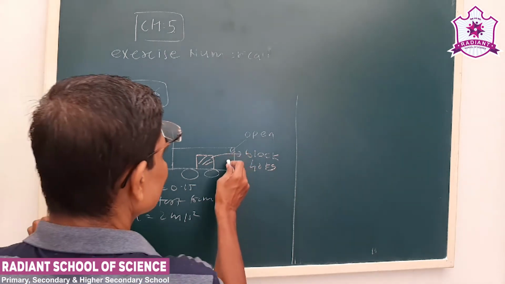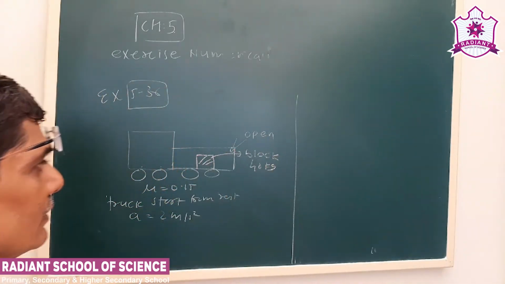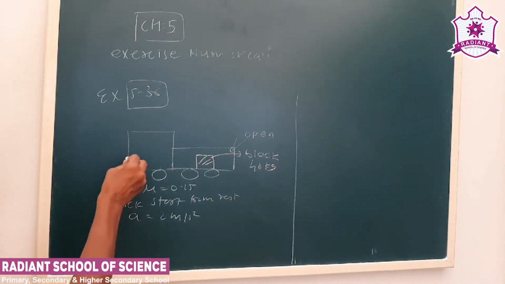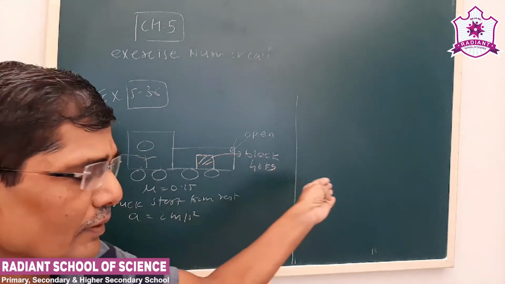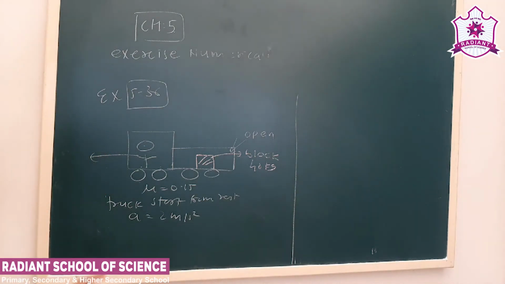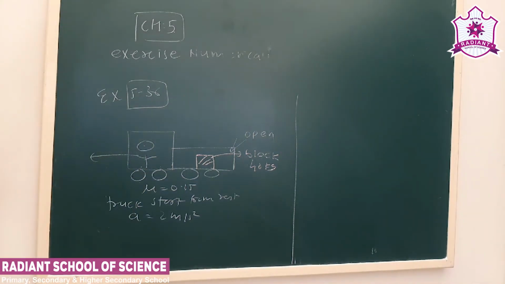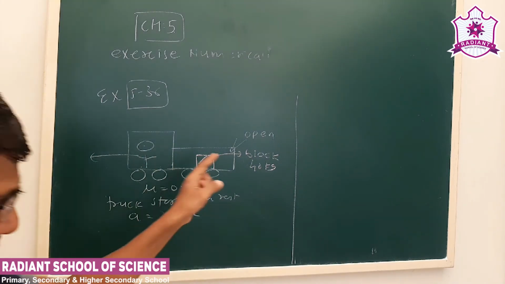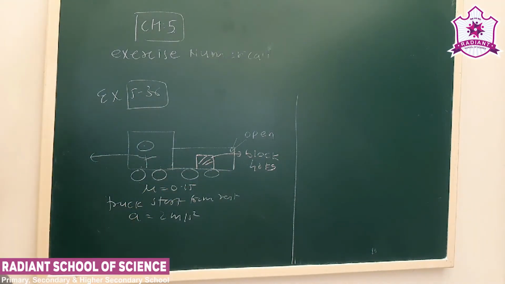Why? Because the truck is open from the rear part. We have to calculate, because the truck will move in this direction, so the block will move in the opposite direction. Depending on the friction, we have to find out after how much time the block will fall from the truck, and what will be the distance covered during that time.